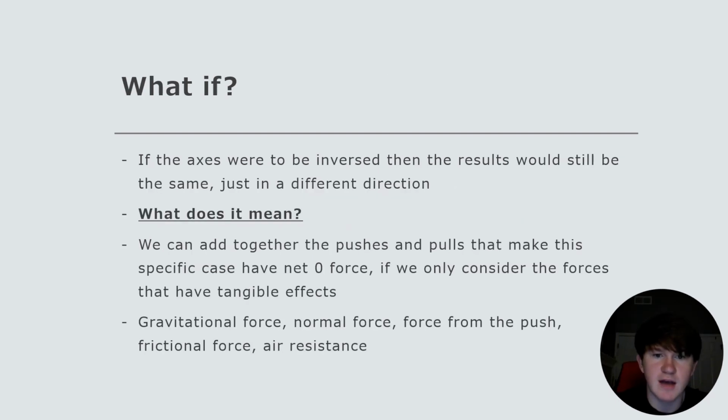So what if the axes were to be inversed? This would simply make the results the same, just in a different direction. And what does this mean? Well, we can add together the pushes and pulls that make this specific case have net zero force if we only consider the forces that have tangible effects, meaning that we're not taking into account any forces of other planets in the solar system that may have infinitesimally small forces on the marker.